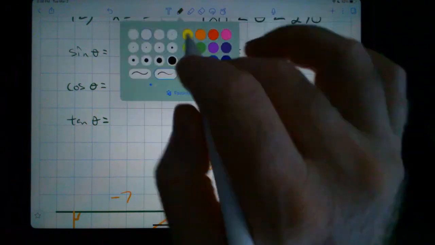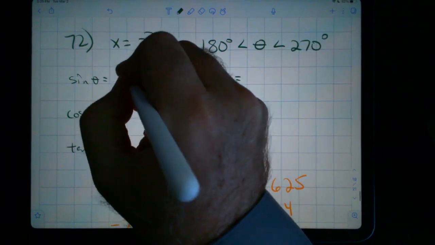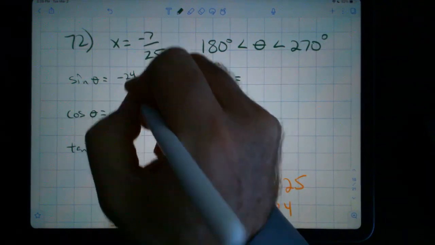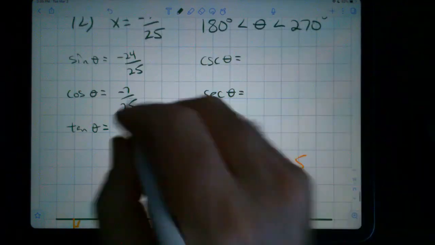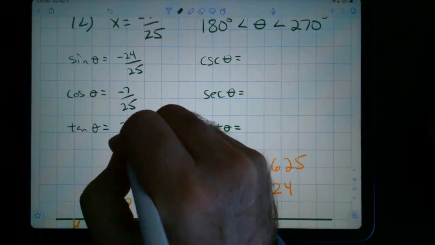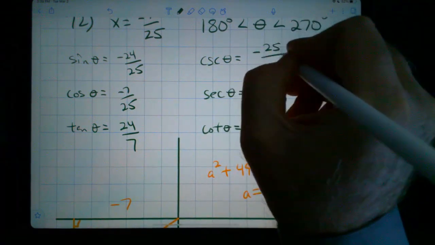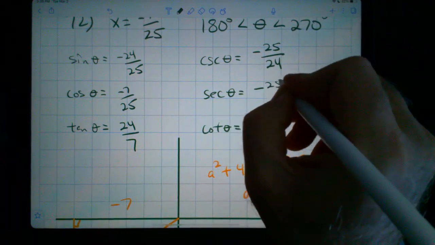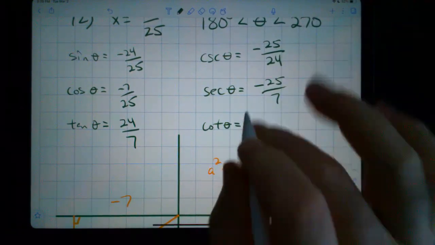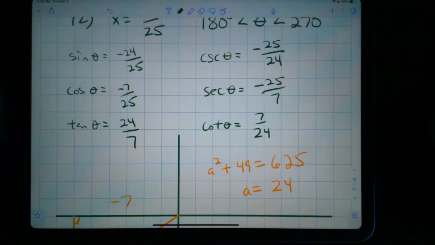Okay. So we have sine, cosine was given to us. Tangent is sine over cosine. Cosecant is the inverse of sine. Secant is the inverse of cosine. And cotangent is the inverse of tangent.